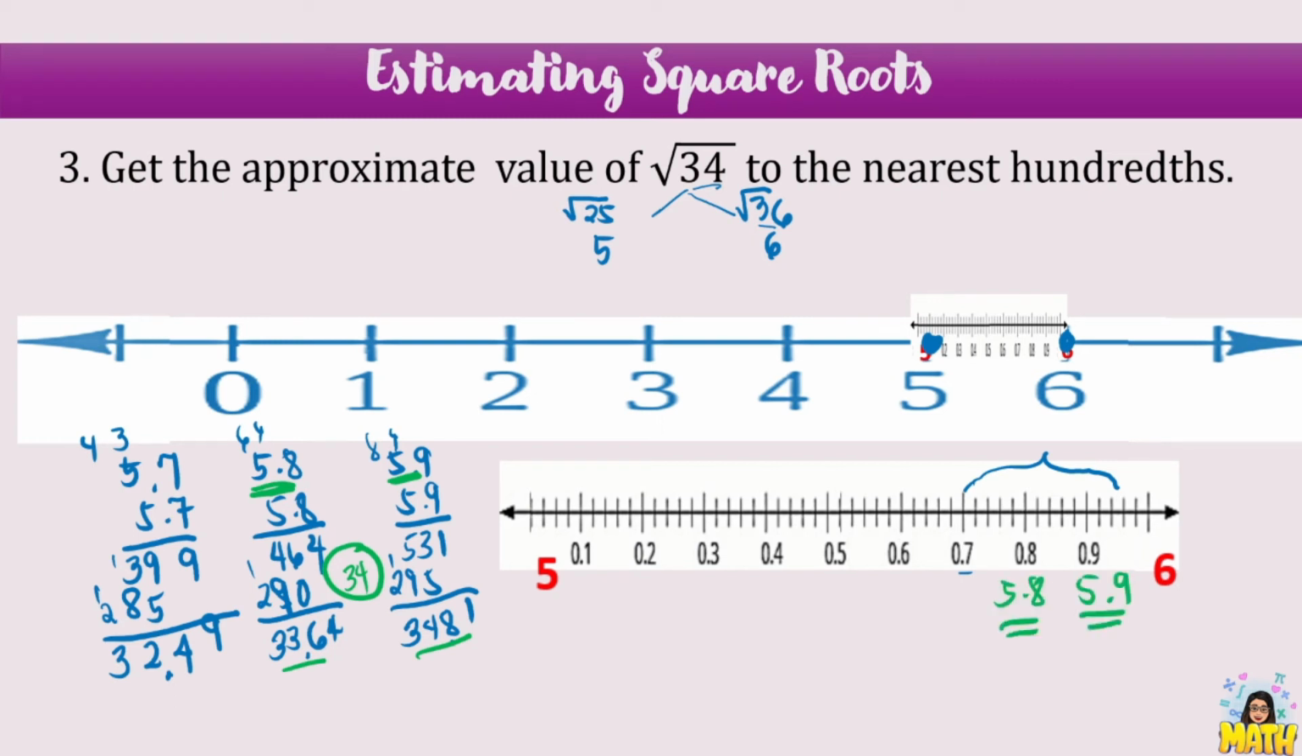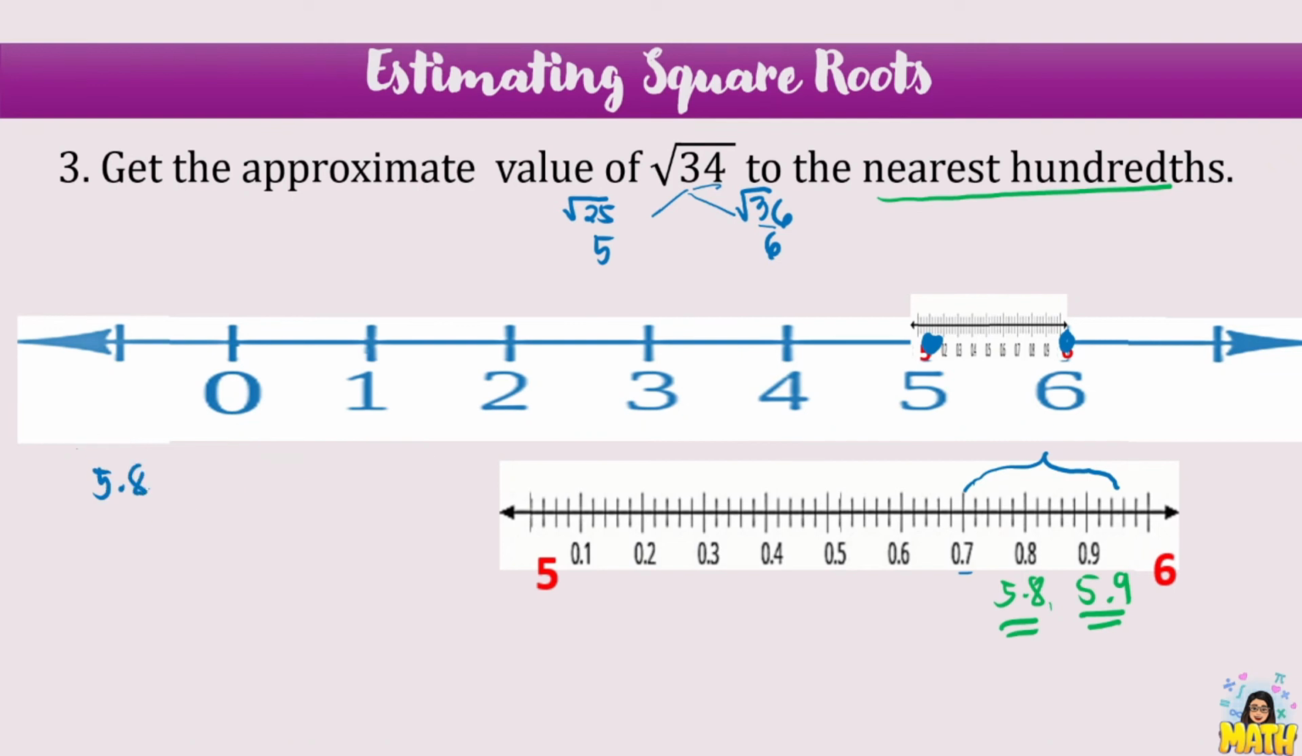Pero dahil ang pinapahanap sa atin is to the nearest hundredths, we need to estimate pa rin ano yung next decimal na mas magiging closer yung value when we multiply it to itself. So, let's have another computation. So again, nasa gitna ng 5.8 up to 5.9. So pwede itong 0.81, 0.82 up to 0.89. So let's try 5.83 times itself.